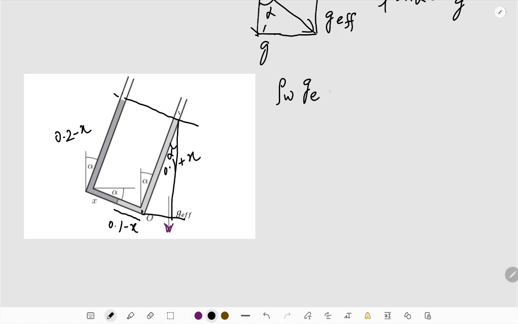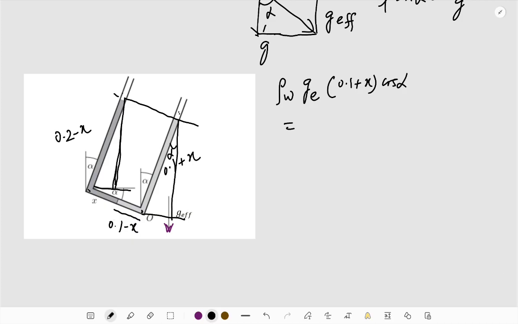And this whole length is 0.1 plus x cos alpha. So this is the effective pressure at point 2. And it should be equated by the pressure here at this point. And at this point, the length you can simply calculate. These lines are horizontal basically. This line is horizontal and this line is vertical. That means in the direction of G effective.